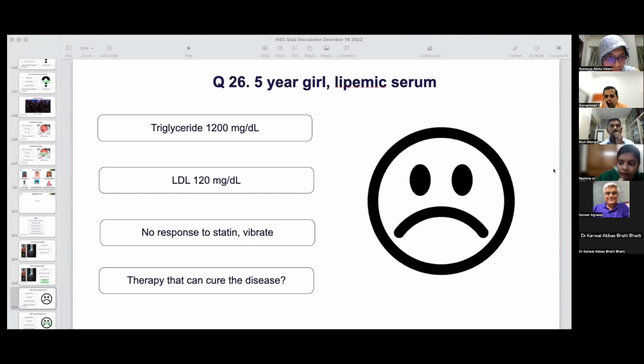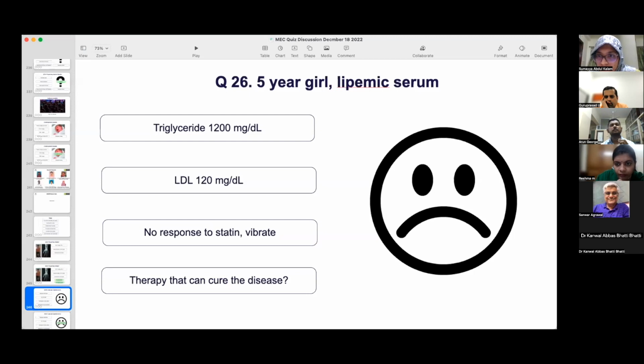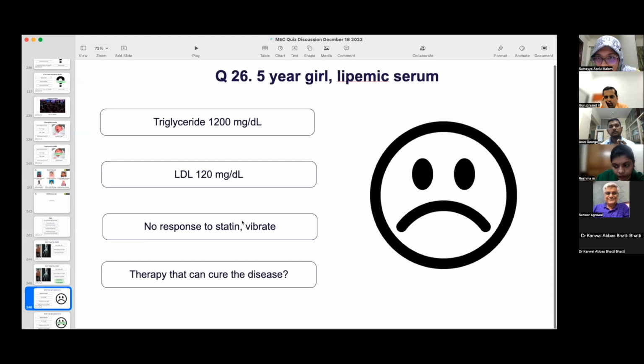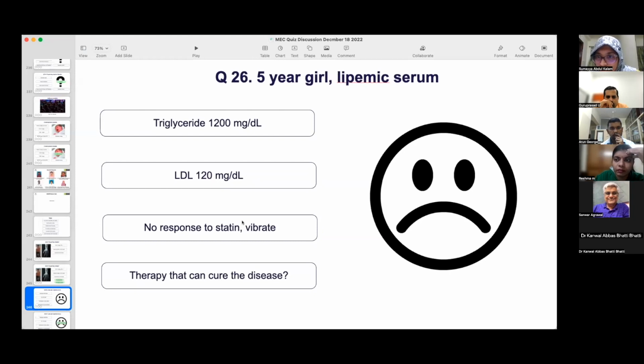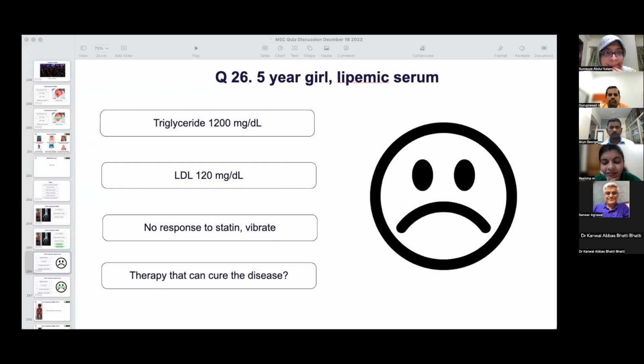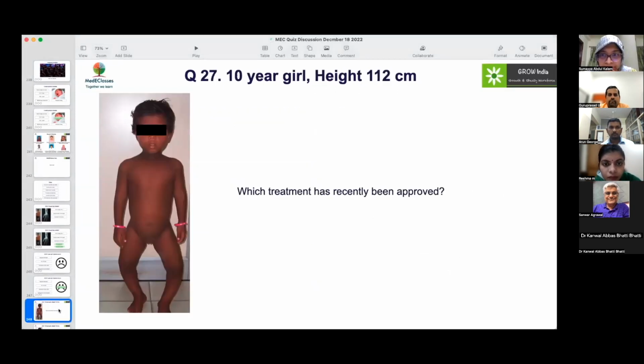This is familial hypertriglyceridemia. So the therapy which can cure the disease. Lipid can be done. No, that will not cure the disease. So the answer I was looking for was a specific therapy, Glybera, which is a treatment which was given for gene therapy. It's a very expensive therapy. So unfortunately, that will not be accepted. So minus 10 there for Dr. Arun.